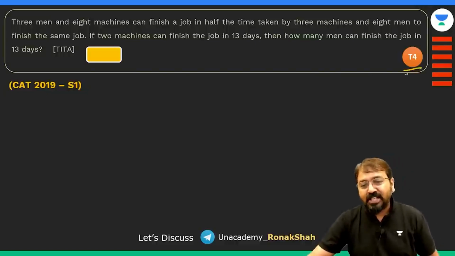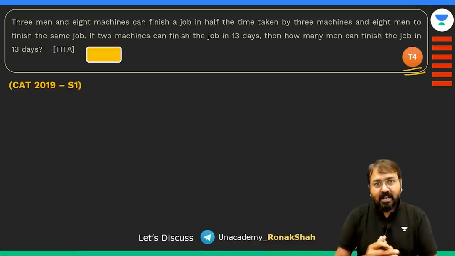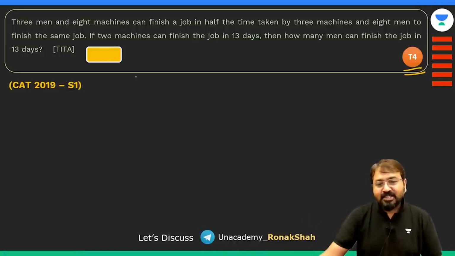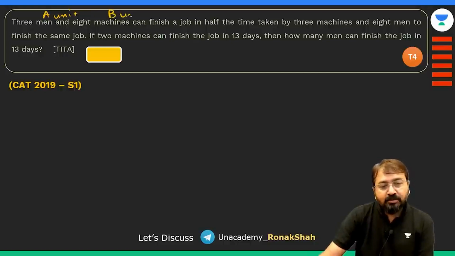Now we are going to the T4 variety, which is about the comparison of men and robots, men and women, and all those kinds of questions. Once again, this question had appeared in the 2019 slot 1 paper. So let's see the question. 3 men and 8 machines. Let's indicate man by A. That means they are doing A unit work. One man is doing A unit work in 1 day, and a machine is doing say B unit work per day.